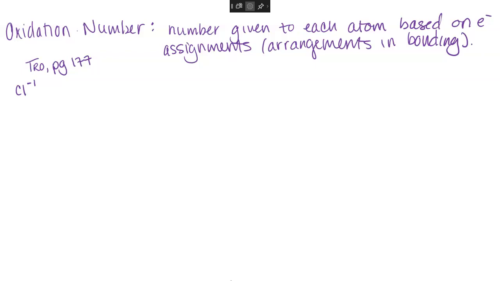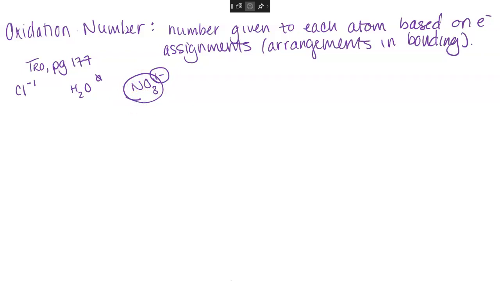Then the sum of oxidation states of all atoms in a neutral molecule or formula unit is 0, or equal to the charge of the ion. So it gives H2O, right? All of these oxidation numbers are going to add up to 0. Correct? That should jive. And then same for nitrate. All of these oxidation states will add to the -1 charge.